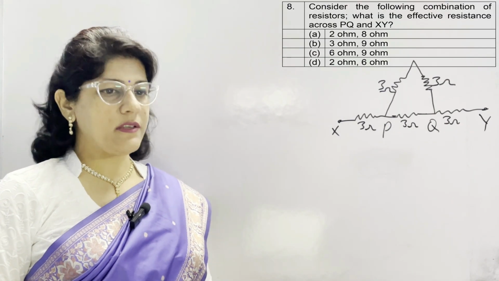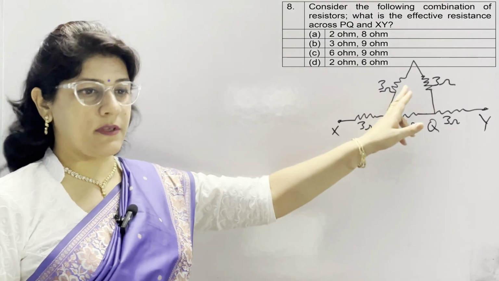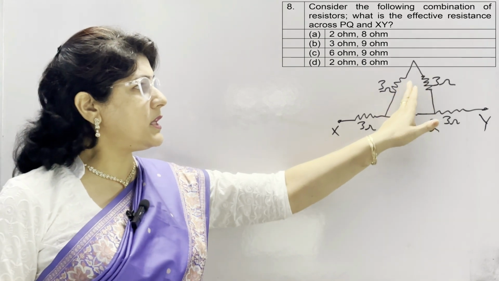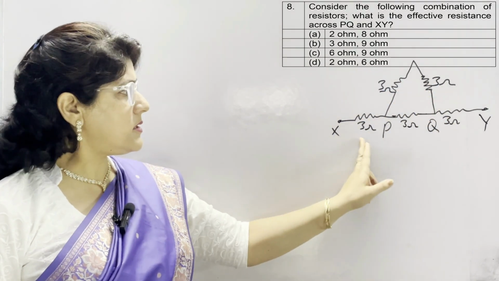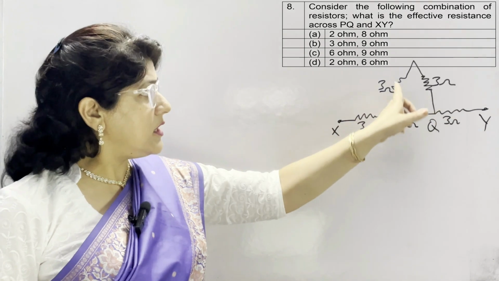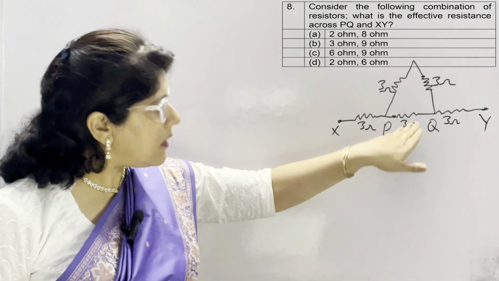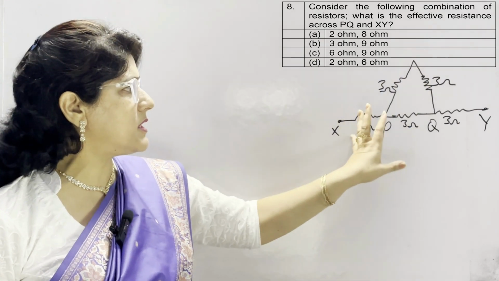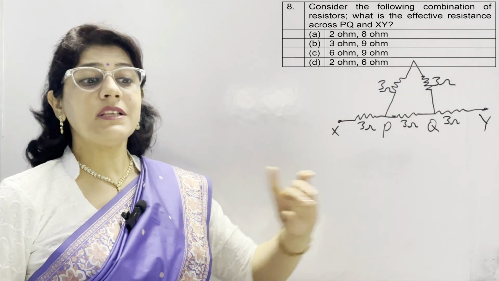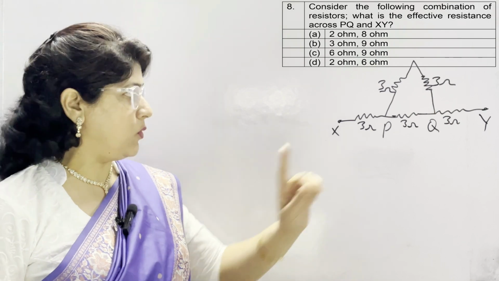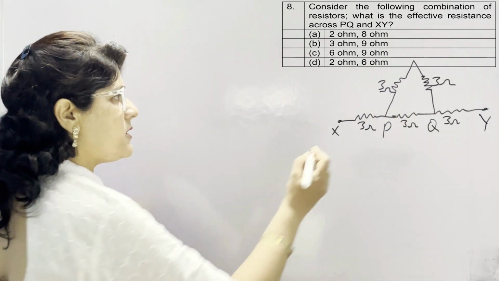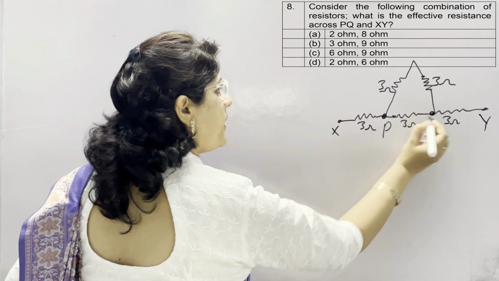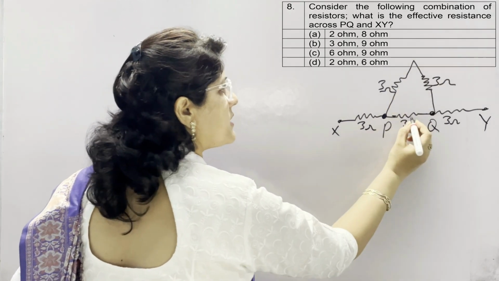In question number 8, consider the following combination of resistors. 3 ohm and 3 ohm, these are in series. Then these two are in series, in parallel combination with this 3 ohm resistor. And this whole is in series with this 3 and this 3. What is the effective resistance across PQ? First we need to calculate at points P and Q. These two are in series and this is in parallel.